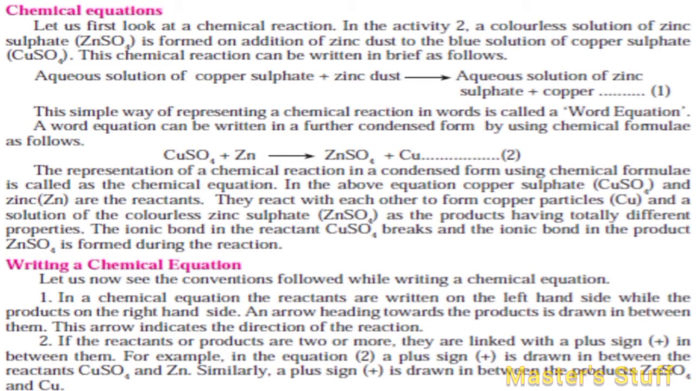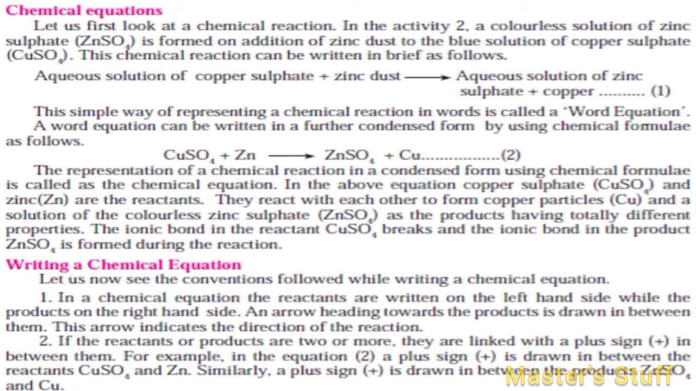Second, if the reactants or products are two or more, they are linked with a plus sign between them, as in equation 2. CuSO4 and Zn are linked by a plus sign, while the products ZnSO4 and Cu are also linked by a plus sign, as there are two reactants and two products in the equation. So the plus sign helps to link them.